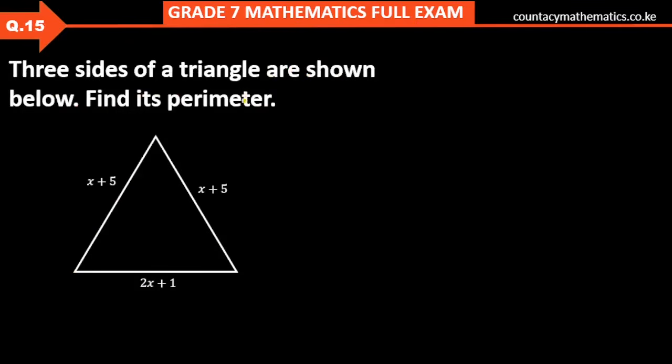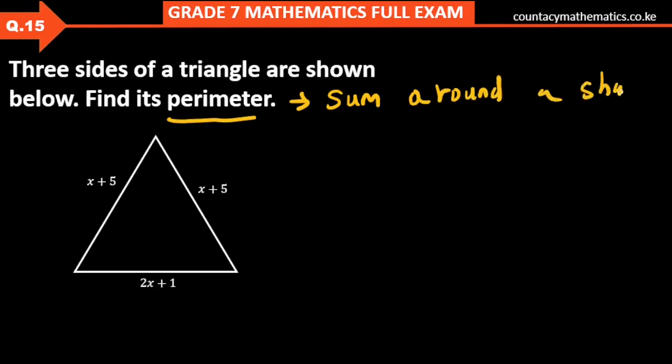We have question 15. We are told that the 3 sides of a triangle are shown below. Find its perimeter. There is an error that I saw, or rather many students usually make whenever they have got such a question. I'm going to show you quite shortly, but before then, let's find out how we are really supposed to work that out. What you are really supposed to know about perimeter is that perimeter is the sum around a shape. So it is the sum of the length around a shape.